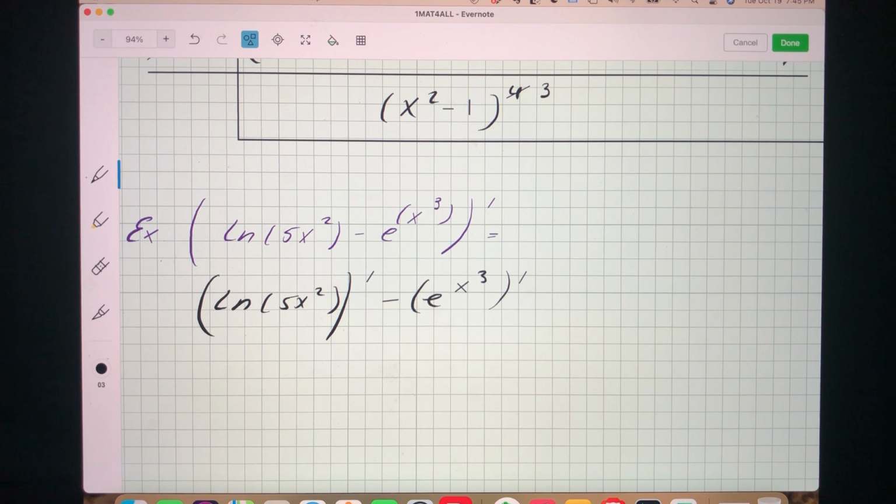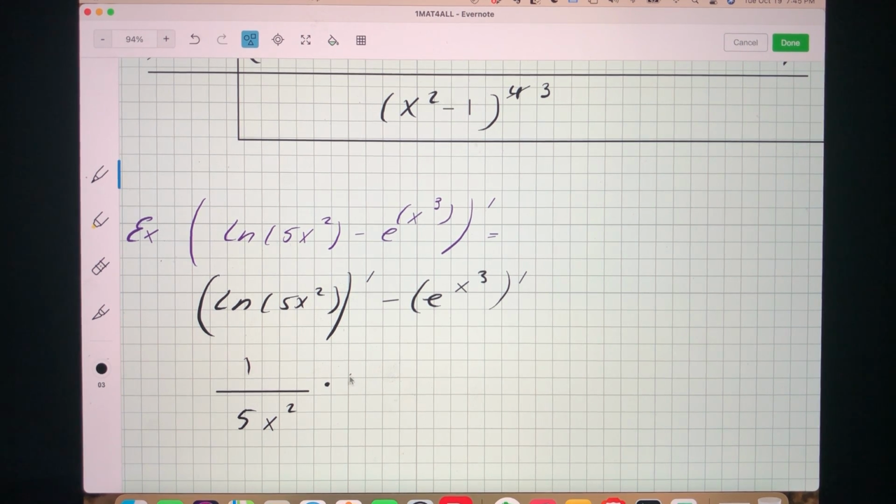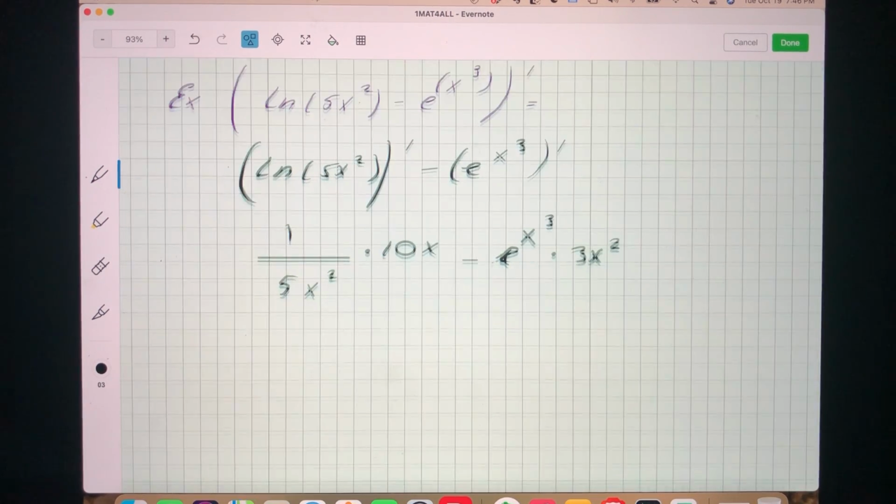Well, what is the derivative of natural log? The derivative of natural log is 1 over whatever that function is. So 1 over 5x squared. But because our function is more complex than just x, we also need to multiply by the derivative of the inside, which is the derivative of 5x squared is 10x. And then what is the derivative of e to the x? Well, that would be just e to the x. But because we have more complicated function than that, we also need to multiply by the derivative of the power, which is 3x squared. Now we can reduce a little bit and we will be done.